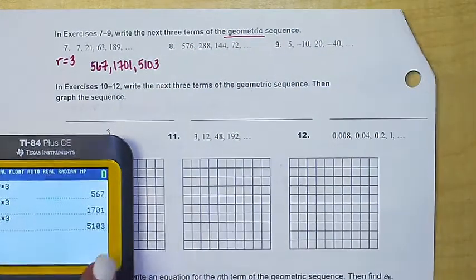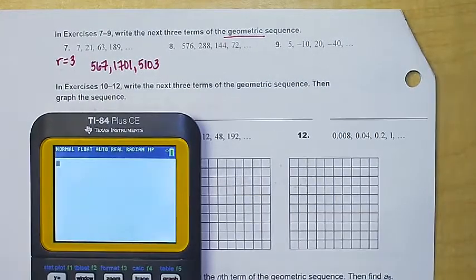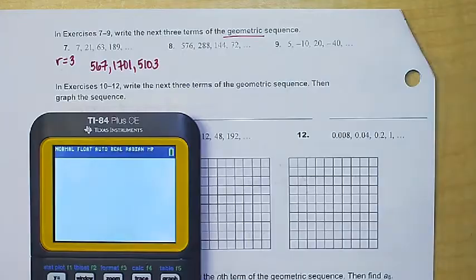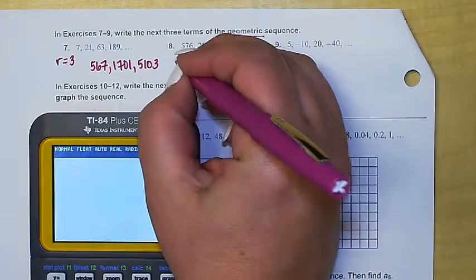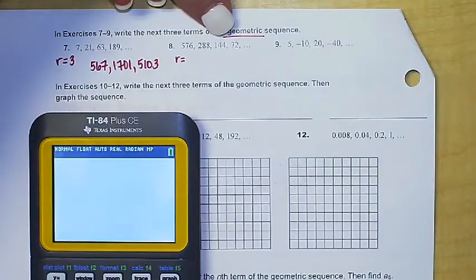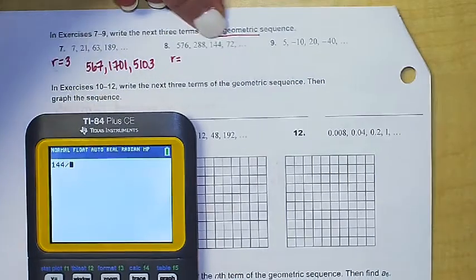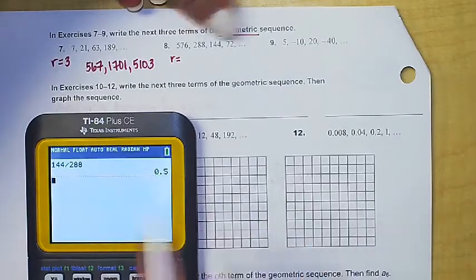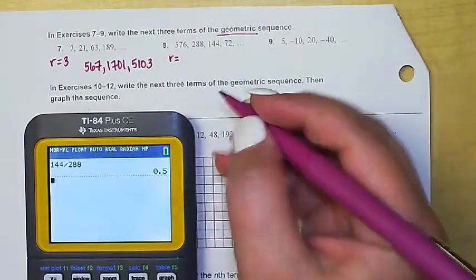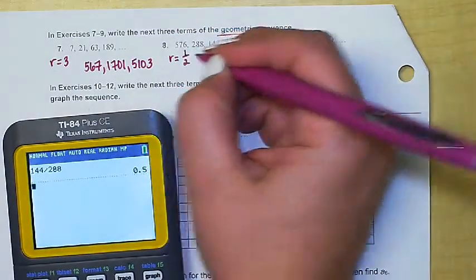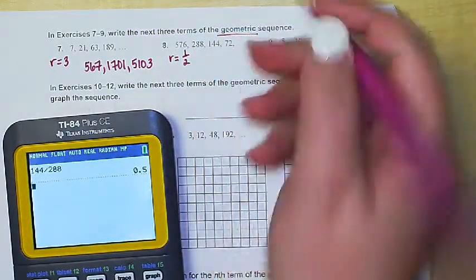Let's try number 8. So on number 8, we look here. Again, they've already told us it's geometric, so we just need to discover what is that value of R. So we'll take a term divided by the previous, and I could do that for any of these. So maybe the 144 divided by the 288. As long as they're right next to each other, then I'm good to go. Okay, so it looks like it is 1/2 or 0.5, however you want to write that. And so we're always multiplying by 1/2 to get the next value.